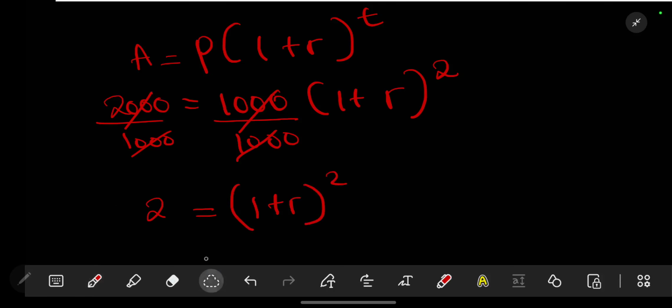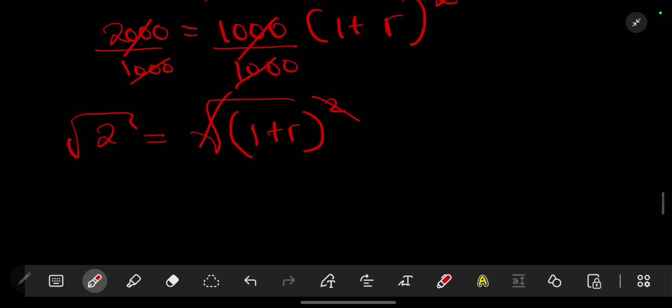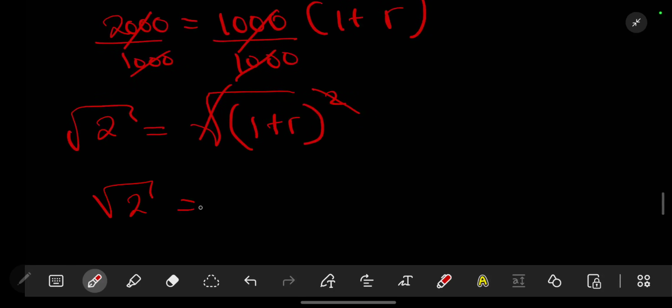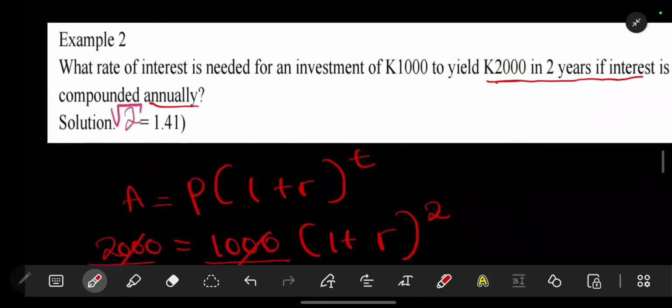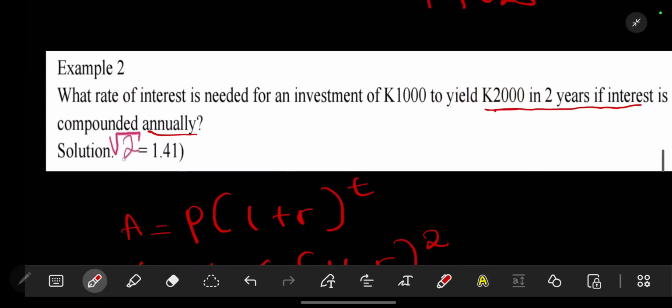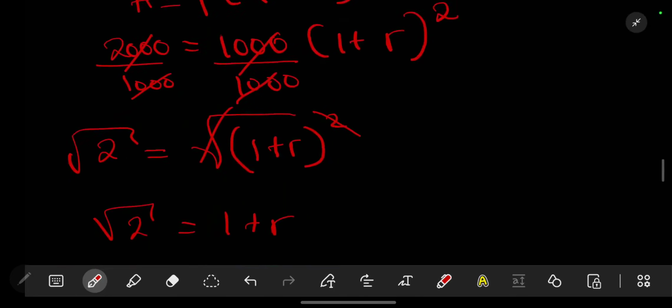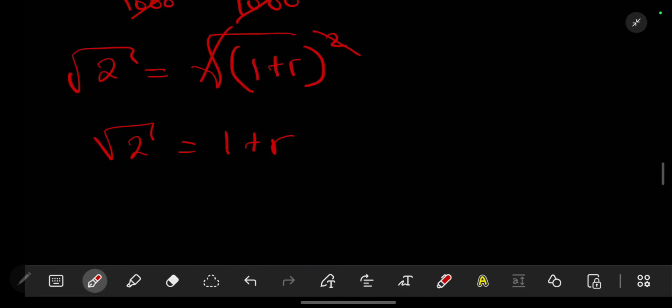So what we are going to do is get rid of the power by introducing the square root on both sides so that this and this cancel. So we have the root of 2 should be equal to 1 plus our R. Remember, they have given us a hint. The square root of 2 is 1.41. You should also just know this one. So the square root of 2 is 1.41, should be equal to 1 plus our R.